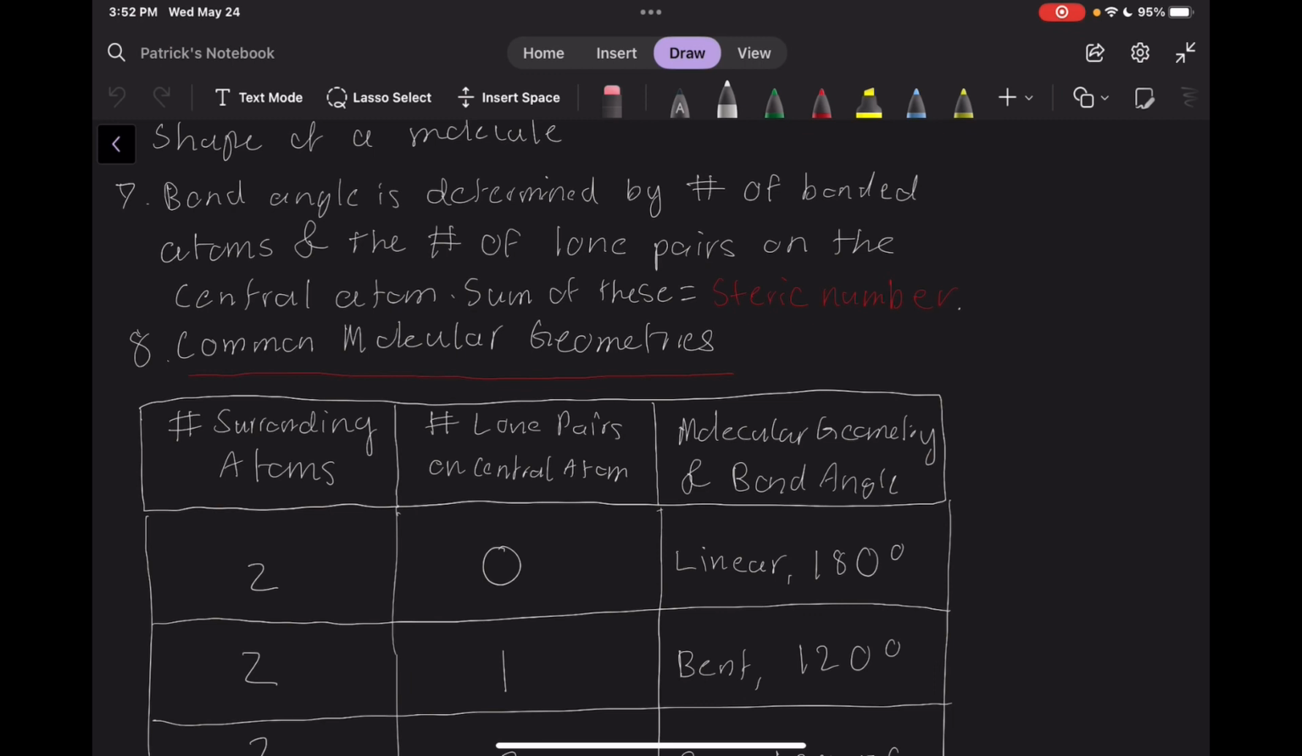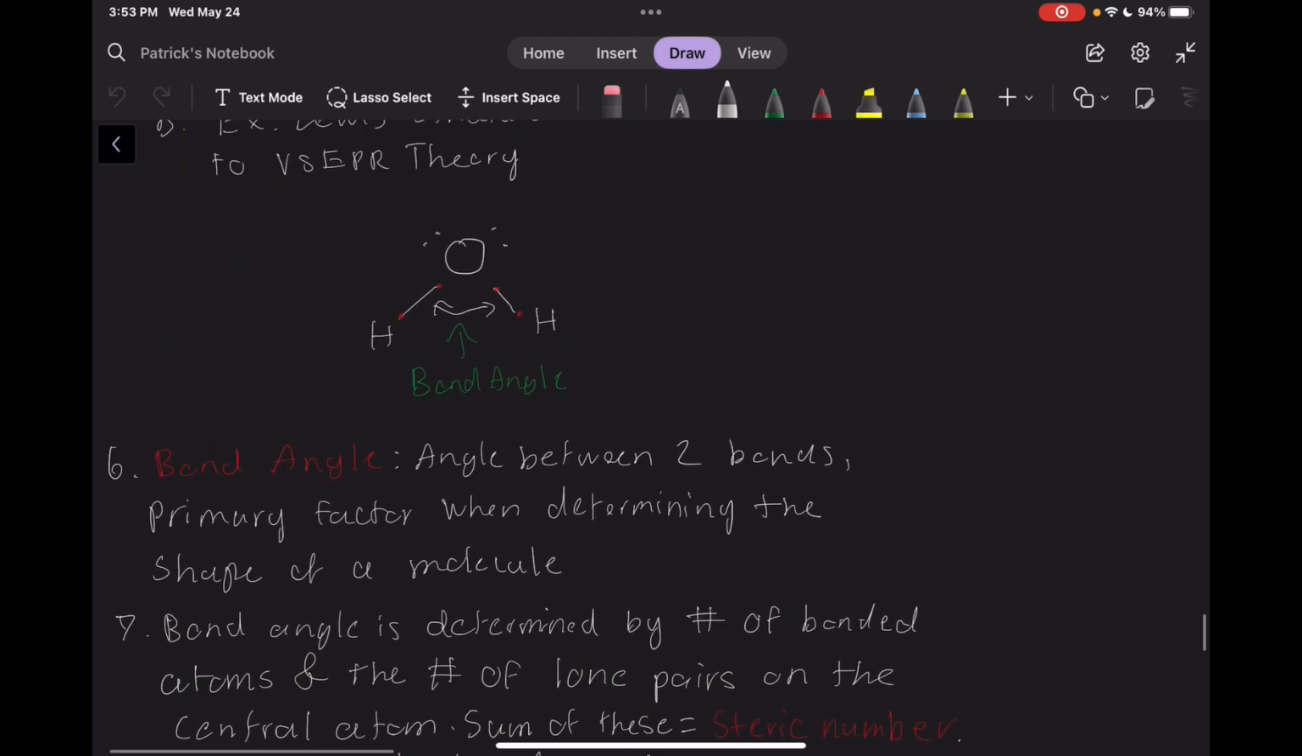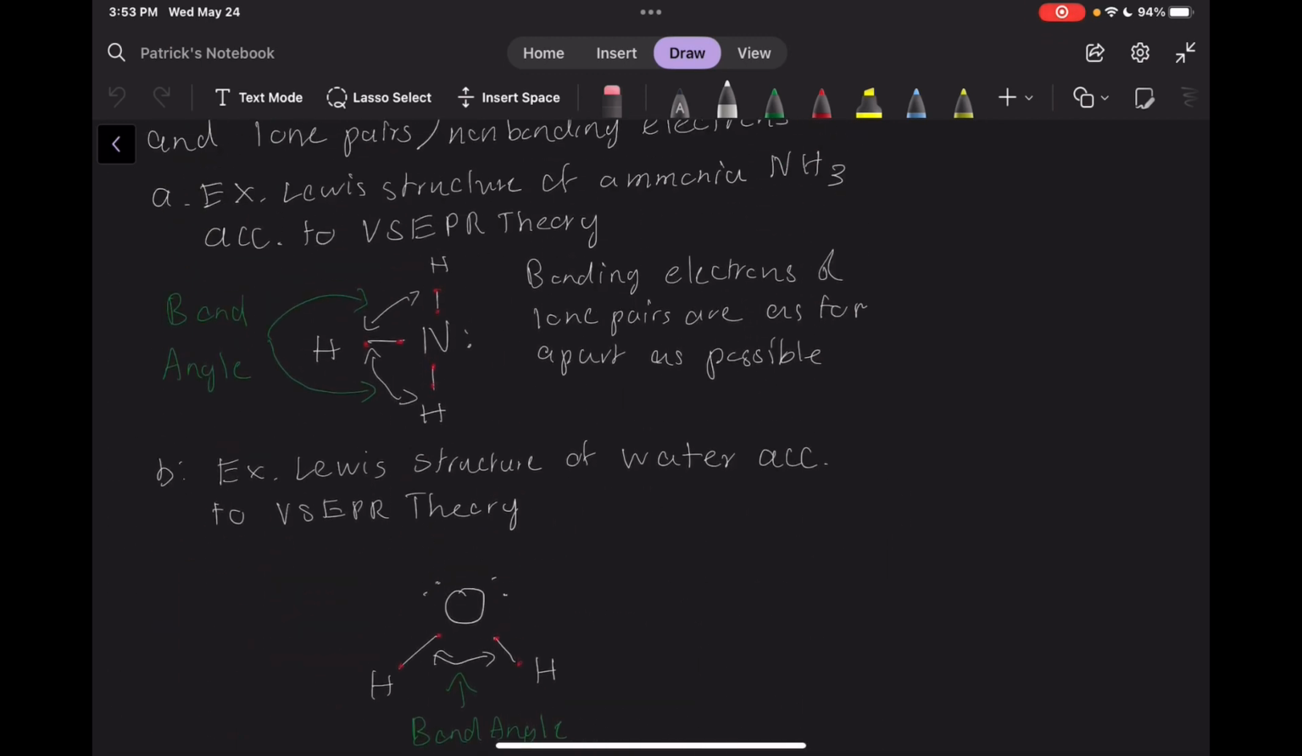So, what determines bond angle? Bond angle is determined by two factors. Firstly, we have the number of atoms bonded to the central atom. The central atom is the atom with the lowest electronegativity, the atom that the other atoms in the molecule are attached to. In ammonia, for instance, nitrogen is the central atom because nitrogen is less electronegative than hydrogen, and all three hydrogen atoms are bonded to the nitrogen atom. For the purposes of our discussion, we'll call these other atoms surrounding atoms because they surround the central atom.